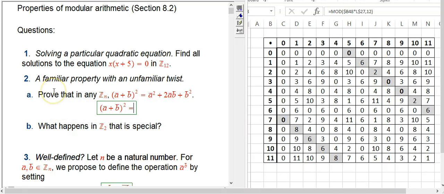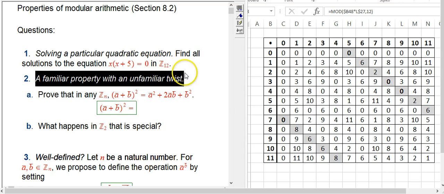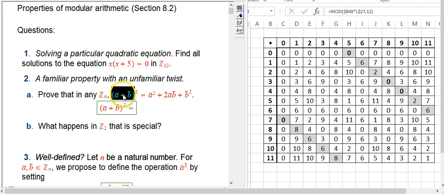So here's another thing we could think about with modular arithmetic. We could go a little more general, a little more abstract. Number 2 here is looking to see if we can prove a very familiar property. When you square the sum of two quantities, square a binomial, do you get the standard perfect square trinomial formula, a squared plus 2ab plus b squared?